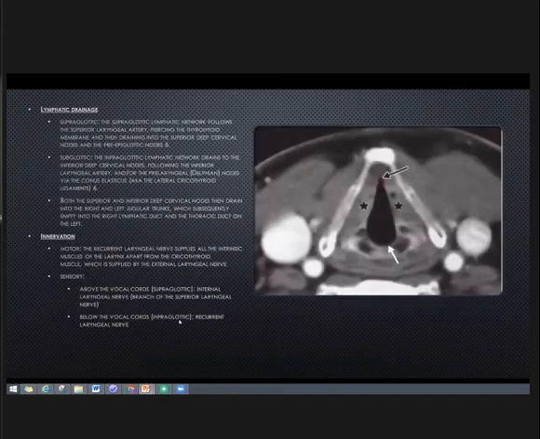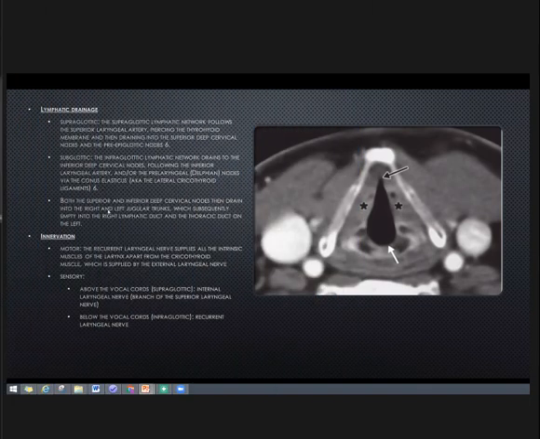So for the lymphatic drainage, the supraglottic lymphatic network follows the superior laryngeal artery, and it pierces the thyrohyoid membrane and then drains into the superior deep cervical nodes and the preepiglottic nodes. Subglottic, the infraglottic lymphatic network drains to the inferior deep cervical nodes following the inferior laryngeal artery and/or prelaryngeal nodes via the conus elasticus. Both superior and inferior deep cervical nodes then drain into the right and left jugular trunks, which subsequently empty to the right lymphatic duct and the thoracic duct.